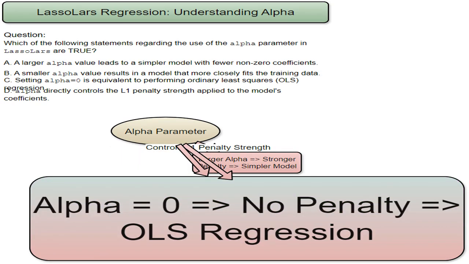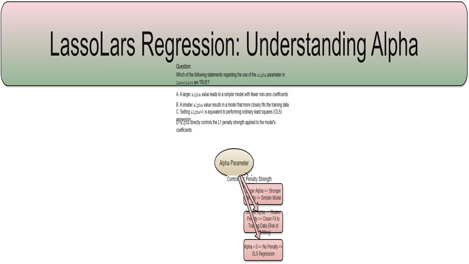When alpha equals zero, there is no penalty term at all. This means lasso regression reduces to ordinary least squares, OLS, regression, which doesn't have built-in regularization to prevent overfitting. This is the core question of the quiz.